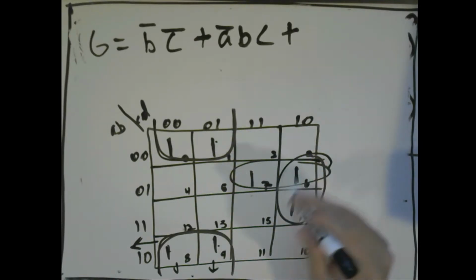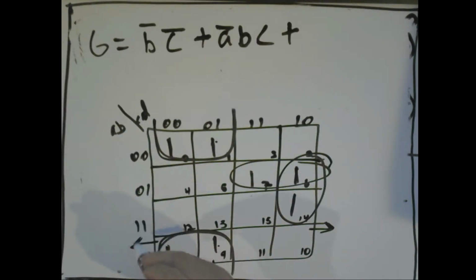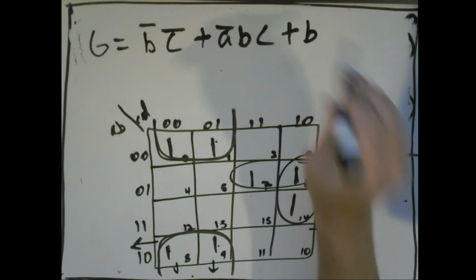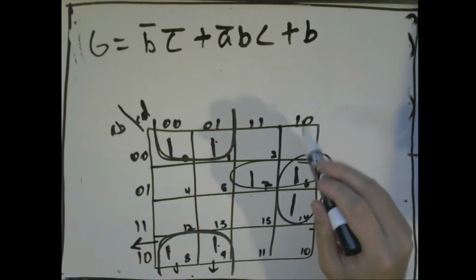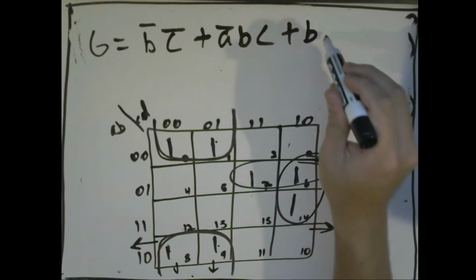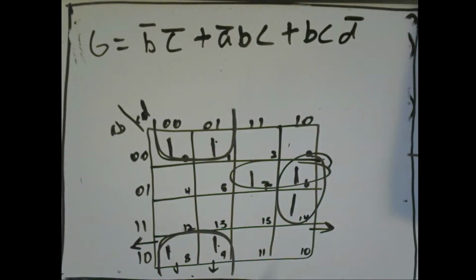So I'm going to do this last one. We see right here in this axis, the AB, A is changing, and B stays the same, and B is equal to 1. So we're going to write down B. Let's look at this axis right here. We can see that C and D stay the same. They don't change. So C is 1 and D is 0. So this is our simplified G equation.